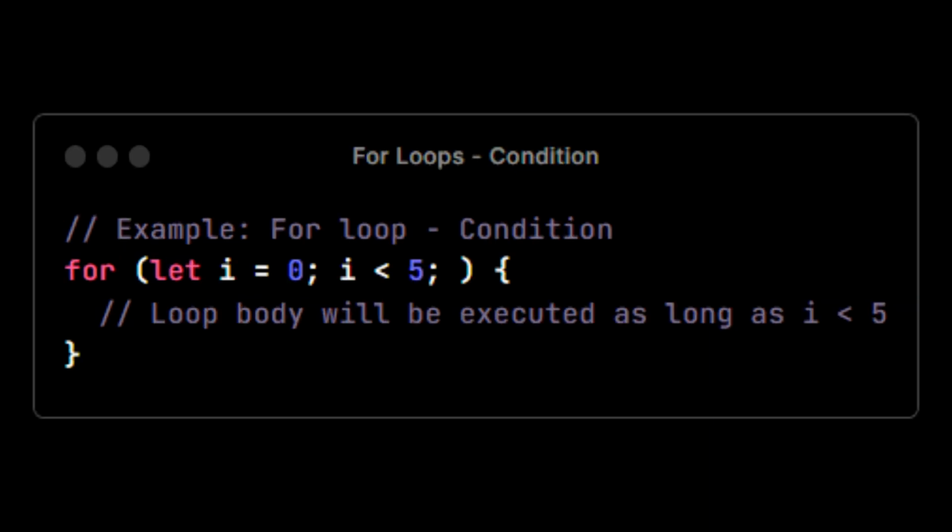For loops, condition. The condition in a for loop is checked before each iteration. If it evaluates to true, the loop body executes. If it evaluates to false, the loop terminates.